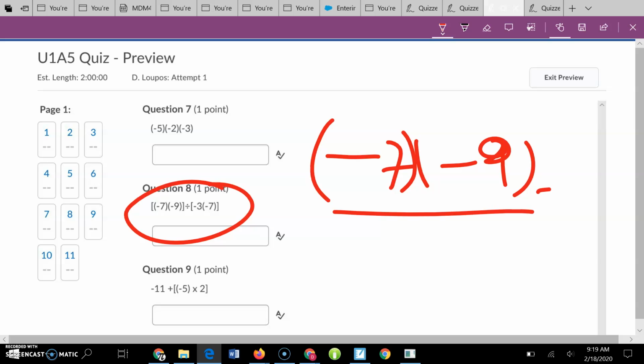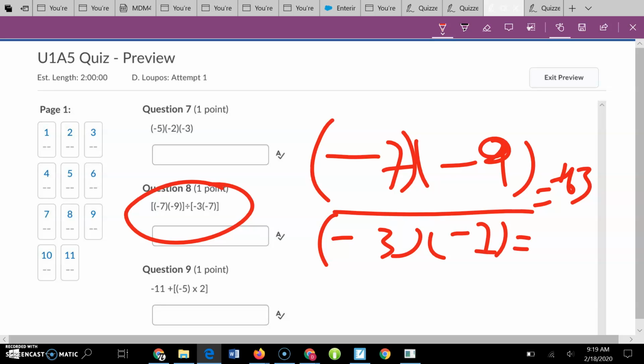All right, it is going to be plus 63. And then on the bottom, you have minus 3 times minus 7, which is going to get you plus 21. 63 divided by 21, you get your answer of 3. Here, BEDMAS, remember bracket first. Okay, so the order of operations matters, right?